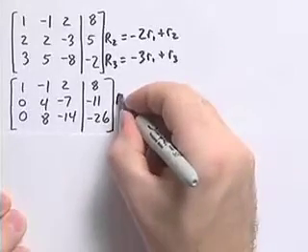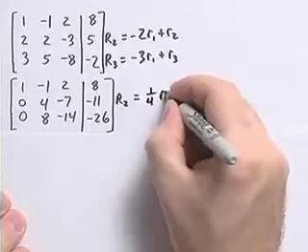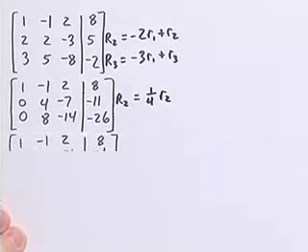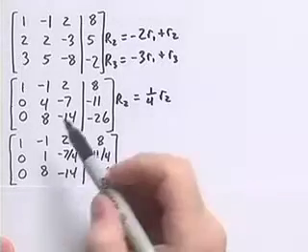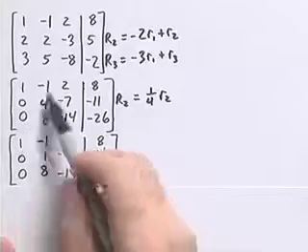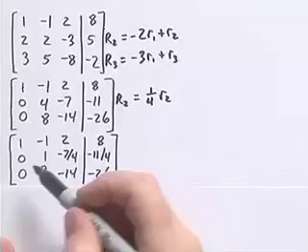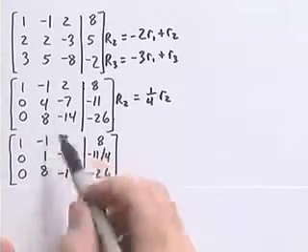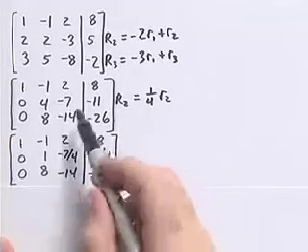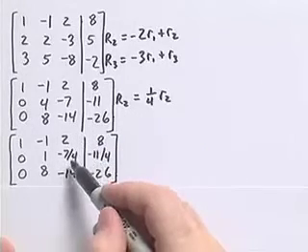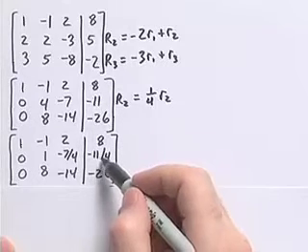To do that, we'll multiply row 2 by 1/4. If we perform that operation, we'll get the following matrix. We have not changed row 1 or row 3, so we rewrite those. We're going to multiply row 2 by 1/4. 0 times 1/4 is 0. 4 times 1/4 is 1. Negative 7 times 1/4 is negative 7/4. And negative 11 times 1/4 is negative 11/4.